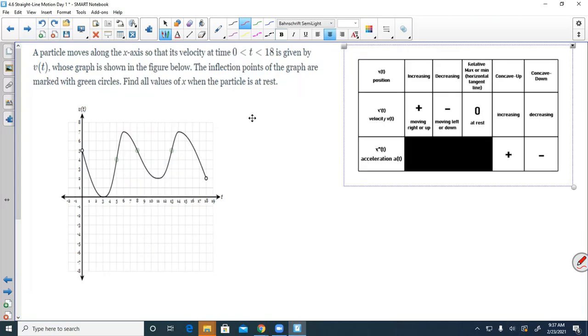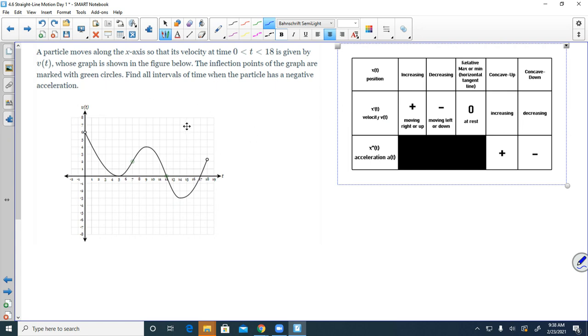And then another example. This time I have the graph of velocity, and I want to find when the particle is at rest. So when I have the velocity graph, the particle would be at rest whenever velocity is 0. So I need to look on the graph where the velocity graph is at 0. That's only happening one time at t equals 3. I don't have units, so I'm just going to say t equals 3.